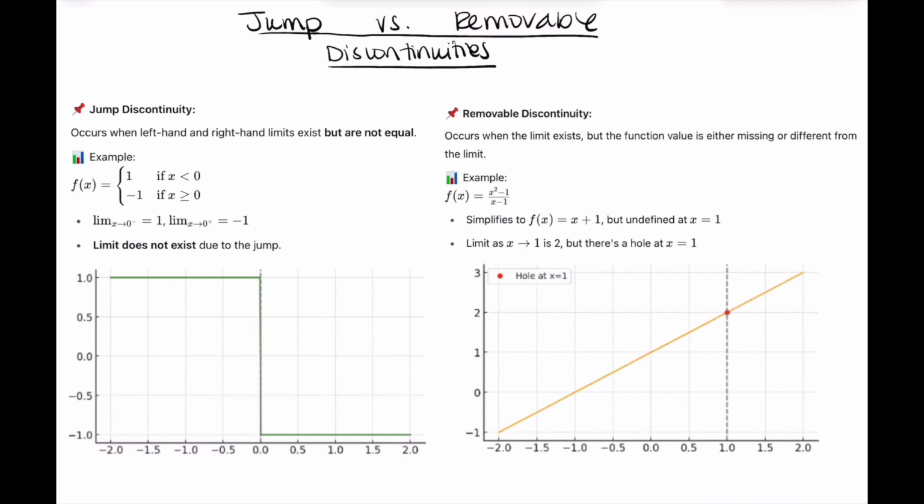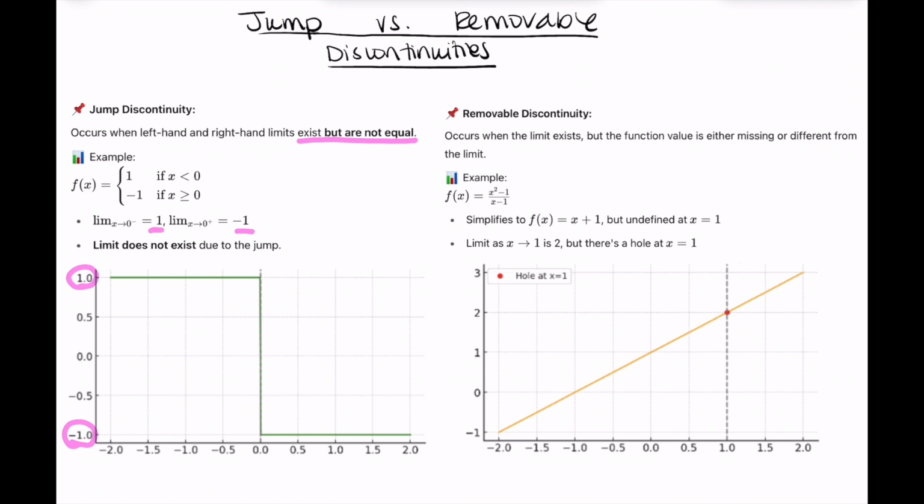Now that we have reviewed that, let's get into jump versus removable discontinuities. What is a jump discontinuity? A jump discontinuity occurs when the left-handed limit and the right-handed limit exist, but they are not equal. For example, if we're looking at our function, f of x equals 1 when x is less than 0, and f of x equals negative 1 when x is greater than or equal to 0. The limit as x approaches 0 from the left is 1, and the limit as x approaches 0 from the right is negative 1. They both exist, but they are not equal. So the limit does not exist due to the jump.